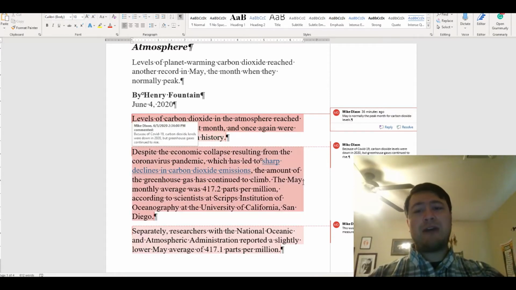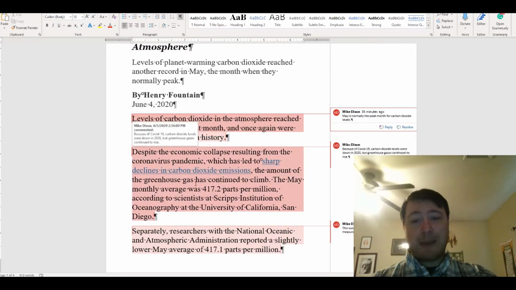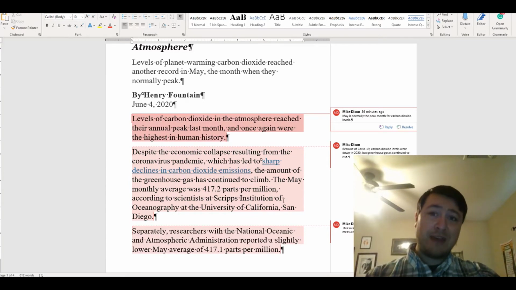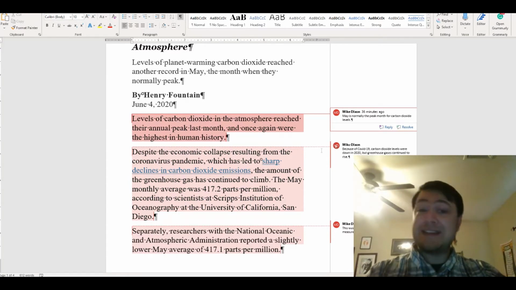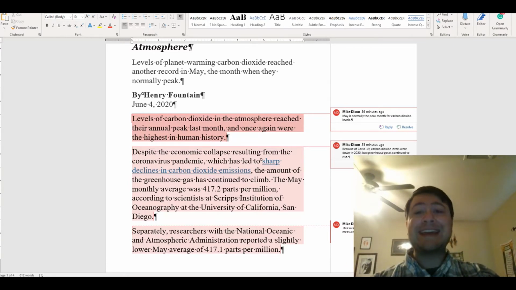Moving on to the next paragraph, I'll show you how I paraphrase something a little longer. This paragraph says, despite the economic collapse resulting from the coronavirus pandemic, which has led to sharp declines in carbon dioxide emissions, the amount of greenhouse gas has continued to climb. The May monthly average was 417.2 parts per million, according to scientists at Scripps Institution of Oceanography at the University of California, San Diego. Now, I took that whole paragraph and I wanted to create a one-sentence paraphrase of it. This is what I said. Because of COVID-19, carbon dioxide levels were down in 2020, but greenhouse gases continue to rise.